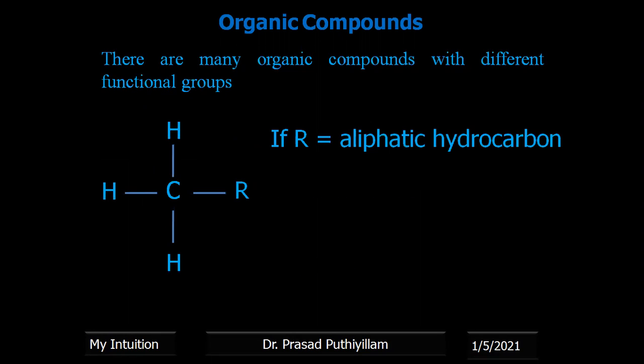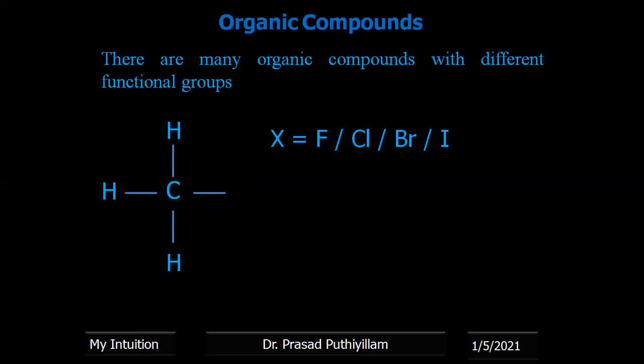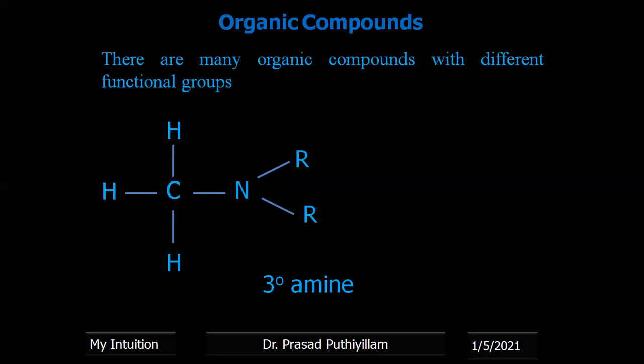If it is an alkyl group, aliphatic hydrocarbon, it is alkane only. If it is X halogen like fluorine, chlorine, bromine, and iodine, we call them as alkyl halides. If it is OH group, we call them as alcohol. If it is OR, we call them as ether. If it is NH2, that is primary amine. If it is NRH, that is secondary amine. If it is NR2, it is tertiary amine.